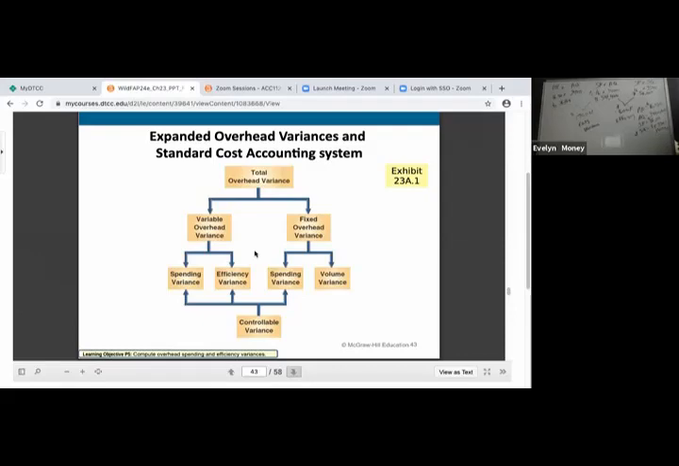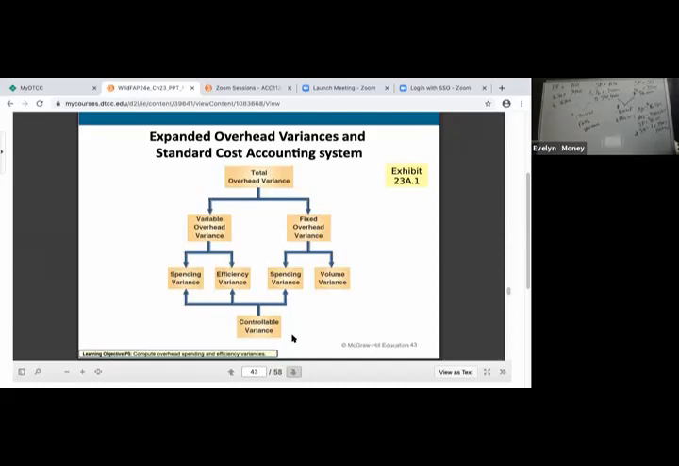But the fixed overhead component looks a tiny bit different because for fixed, we're looking at the budgeted amount versus the actual amount versus the applied amount. And what is applied and what is budgeted are two different figures because the budget could be based on the flexible budget numbers, but the applied amount is based on the actual number of units produced.